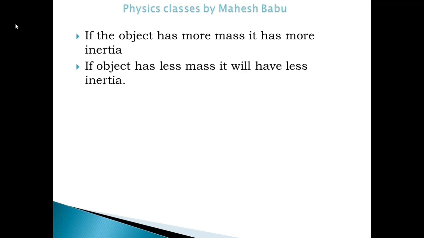If an object is heavier, with more mass, it is difficult to move it. We need to apply more force because it has more inertia. If an object has less mass, we can move it easily. So inertia is not a physical quantity, so it has no units and no dimensions.